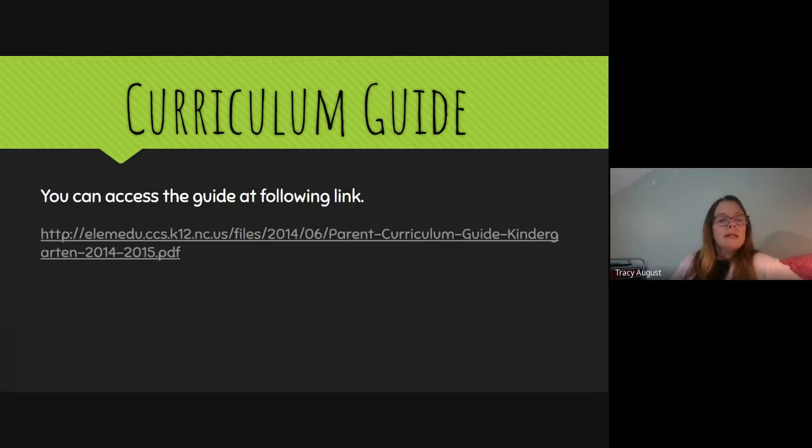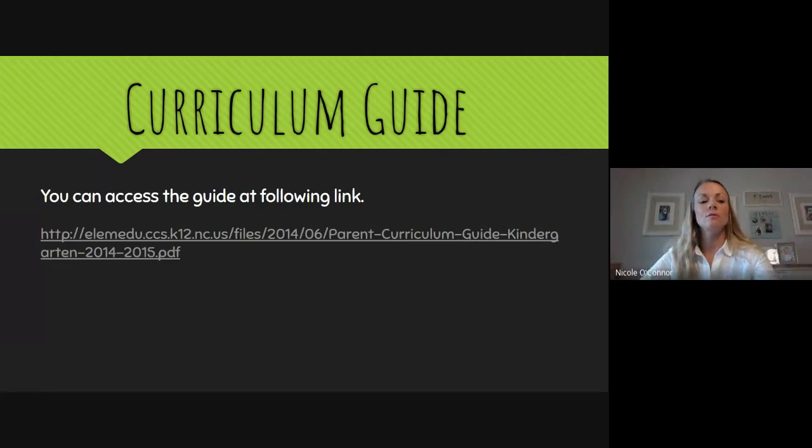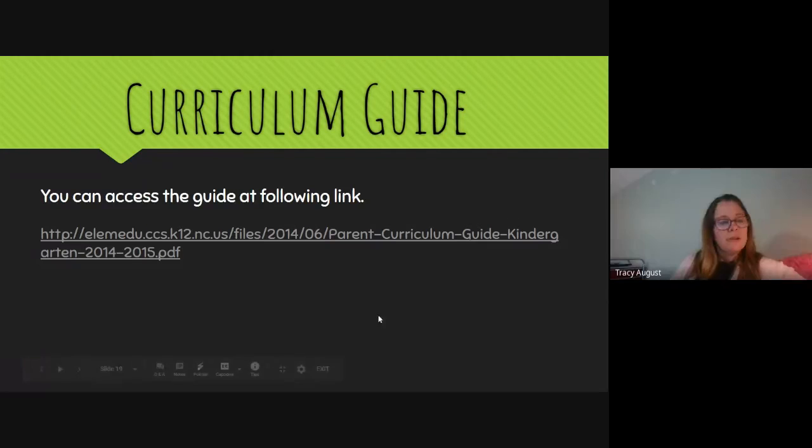I think that the guide is still available at this link. Yes, Mrs. O'Connor? Sorry, I was muted. Yeah, I just looked it up yesterday. So this is what I pulled up on the Cumberland County site yesterday. I'm going to copy the link that I have on my slides, and I'll put it in the chat box so that if you want to click on it, it's usually the paper copy that goes home. I don't know that it was sent home in the distribution material.